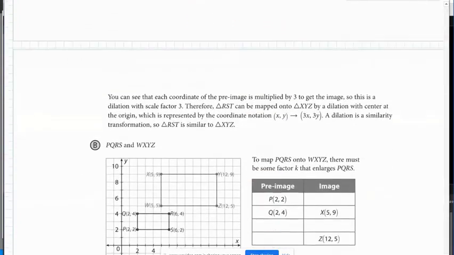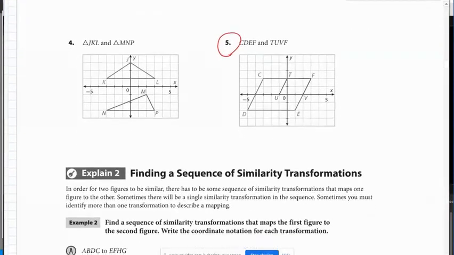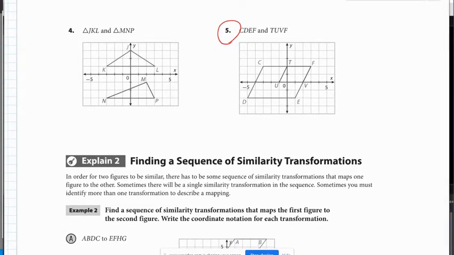Okay, going on to 589, actually going on to 590. Go ahead and try problem 5. See if you can come up with a sequence of similarity transformations that will map CDEF to TUVF or vice versa.